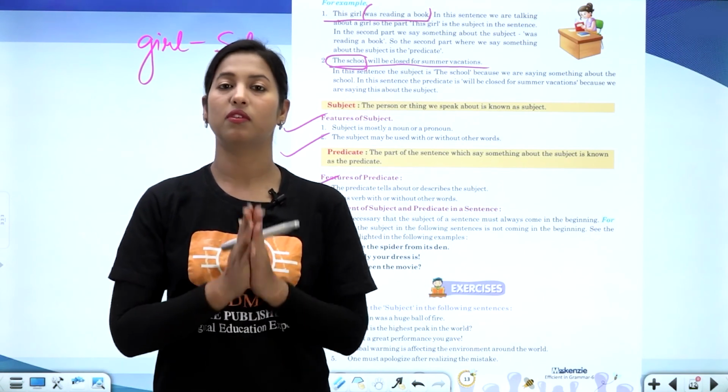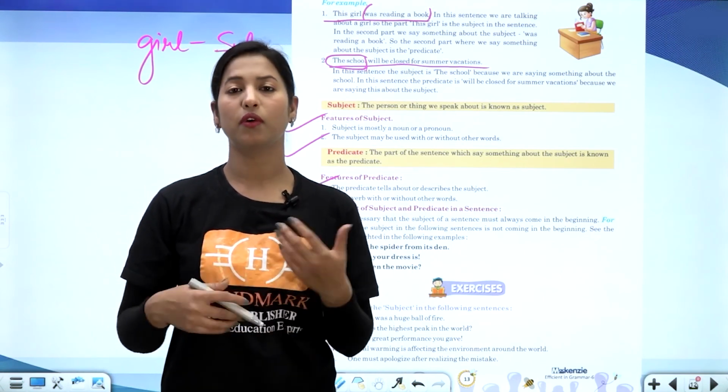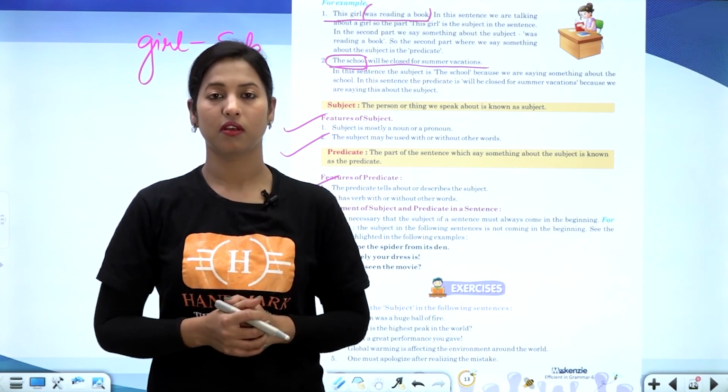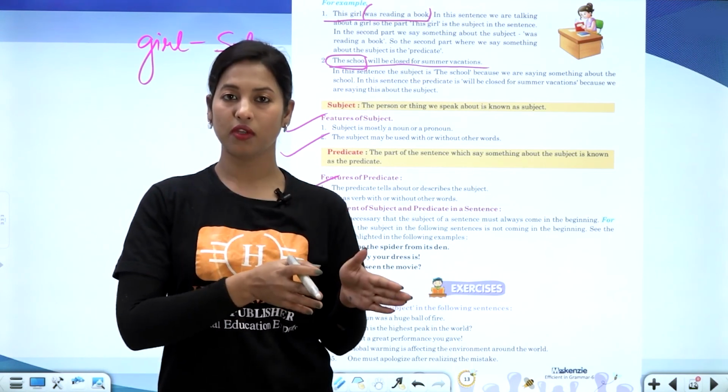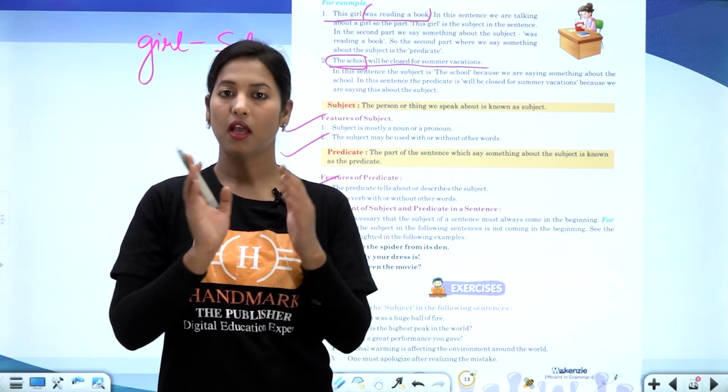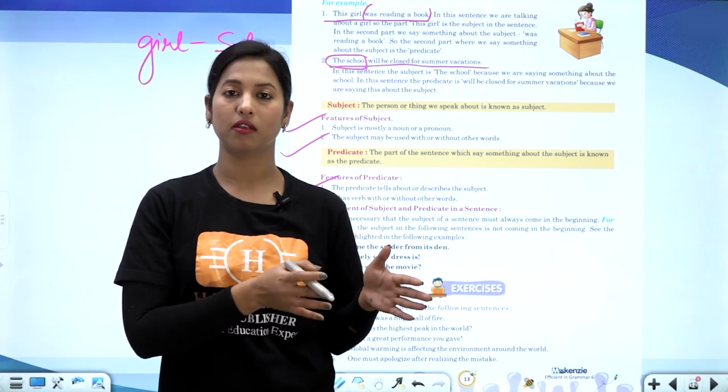So that's it for today, students. We learned about sentences, we learned about different kinds of sentences, and we learned about the parts of sentences. Now don't confuse the parts of a sentence with kinds of sentences, because we have 4 kinds of sentences and we have 2 parts of a sentence.